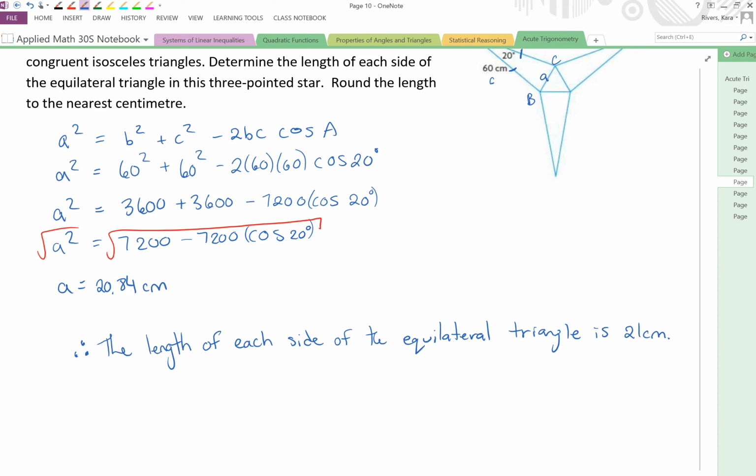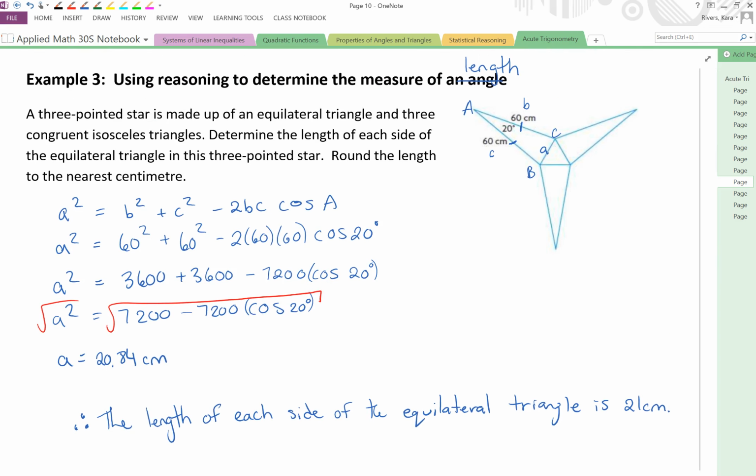Solving for side A, you should get 20.84 centimeters is the length. So we can round that because it says round the length to the nearest centimeter. The length of each side of the equilateral triangle is 21 centimeters. So that's it for the cosine law. You can see where you can solve for a missing side or you can solve for a missing angle when you're not able to use the sine law.